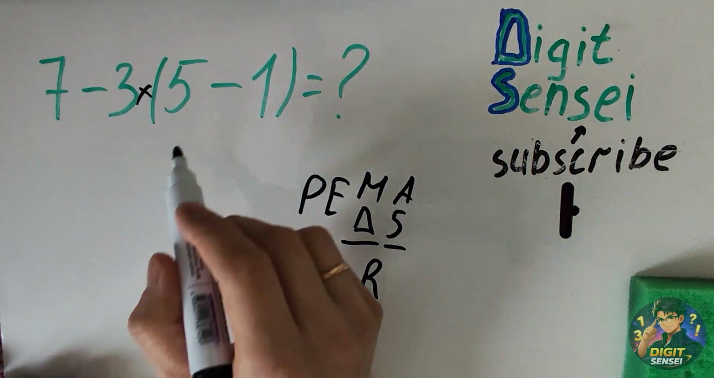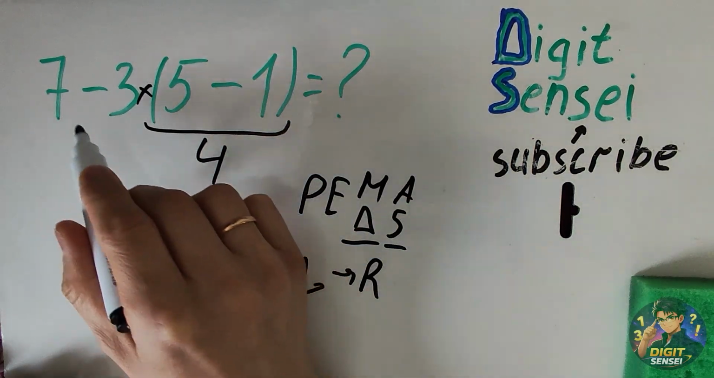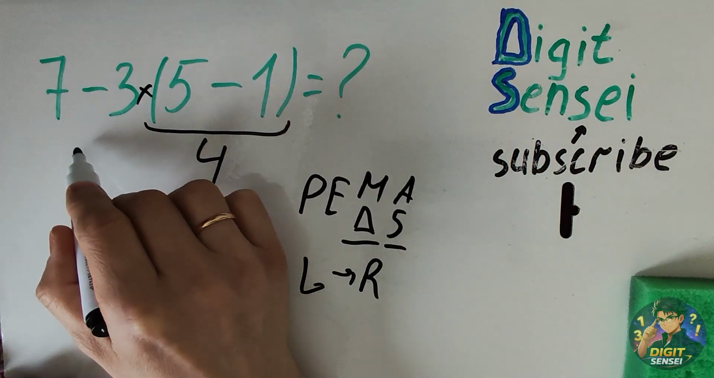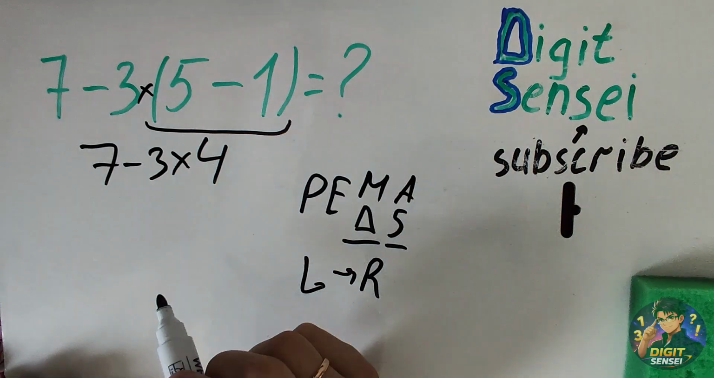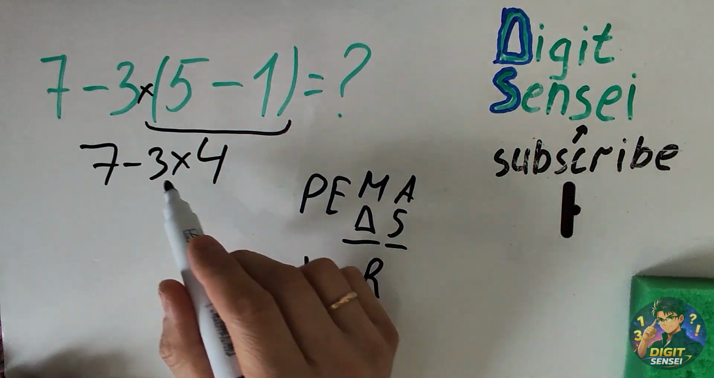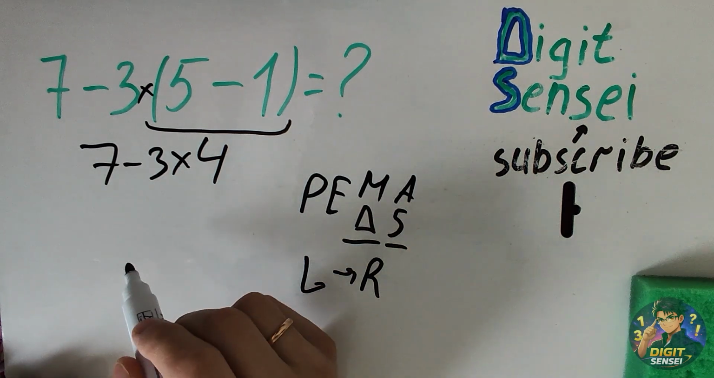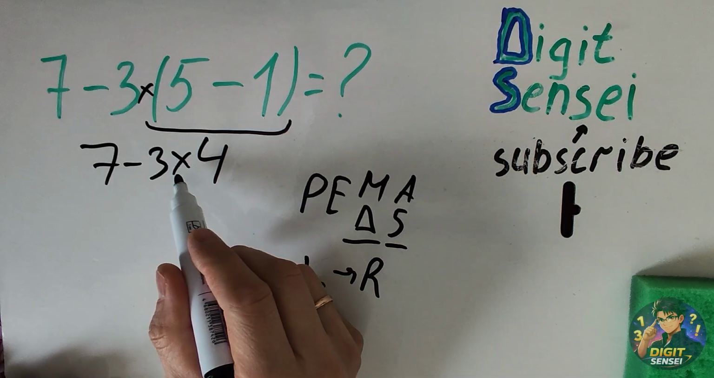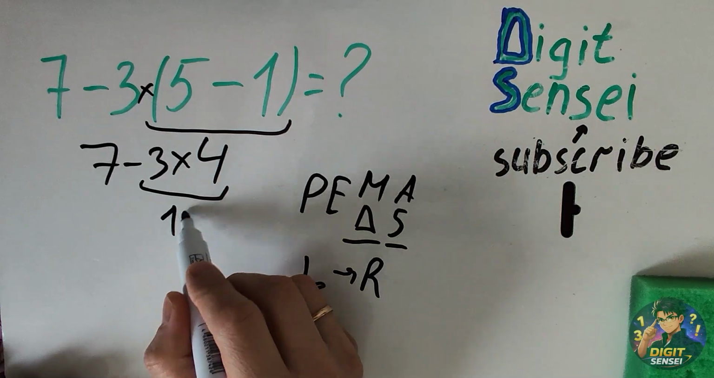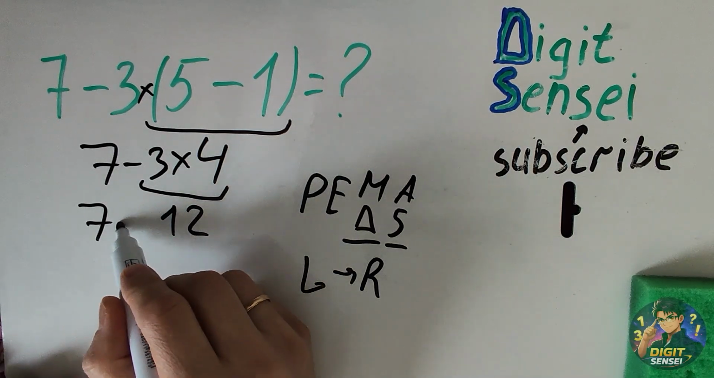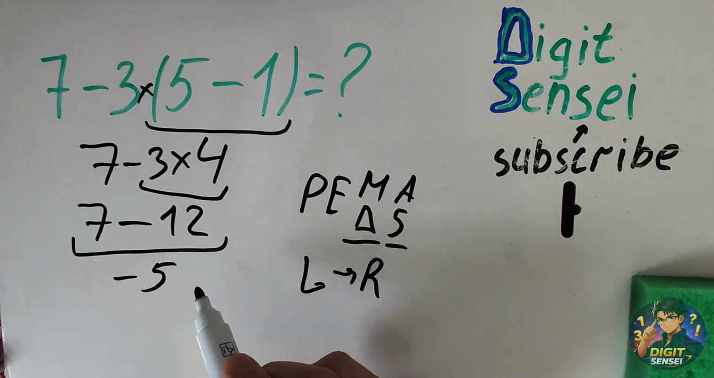Okay? 5 minus 1 gives us 4. So 7 minus 3 times 4. Now we have one subtraction and one multiplication. According to PEMDAS, multiplication has higher priority than subtraction because multiplication comes before subtraction. So here first we have to do this multiplication. 3 times 4 gives us 12. So 7 minus 12, which equals negative 5. And this is our final answer to this problem.